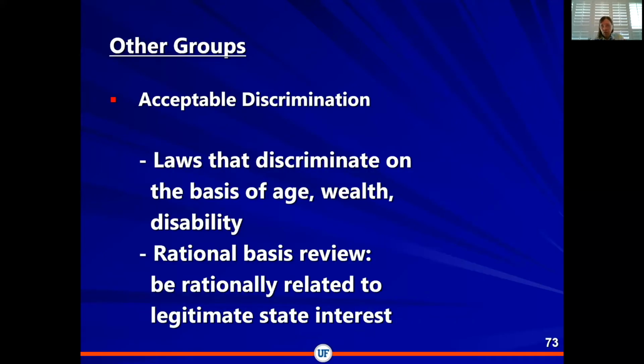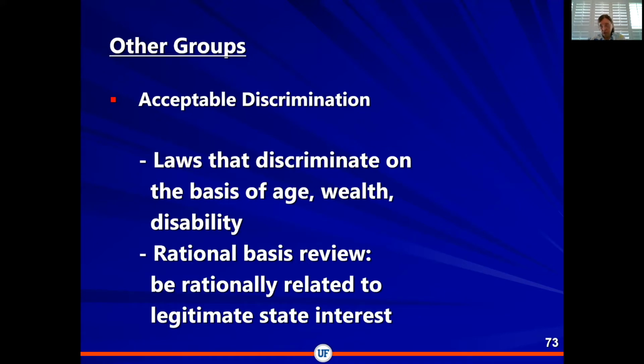Now, agree or disagree. Again, I just have time to describe, but we can certainly talk about this. Some types of discrimination in our society are acceptable. Discrimination on the basis of age, wealth, and disability only has to be rational. And I know that's controversial. Some of these are more controversial than others, but this is the Supreme Court's picture, and this is the picture that it's drawing for us.